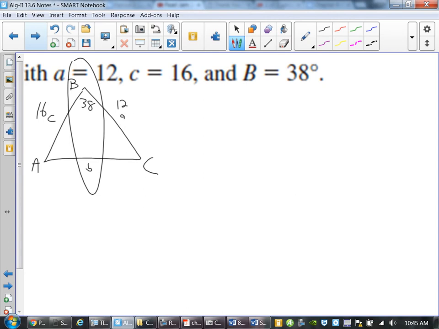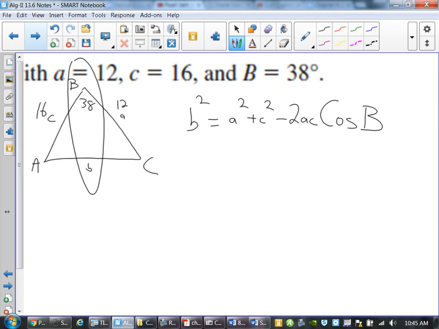Law of cosines works with the angle, bless you, and the side opposite the angle. So when you write it out, your side and the angle are on the ends. The rest of it fills in. So it's going to equal a squared plus c squared minus 2ac and then cosine of angle b.